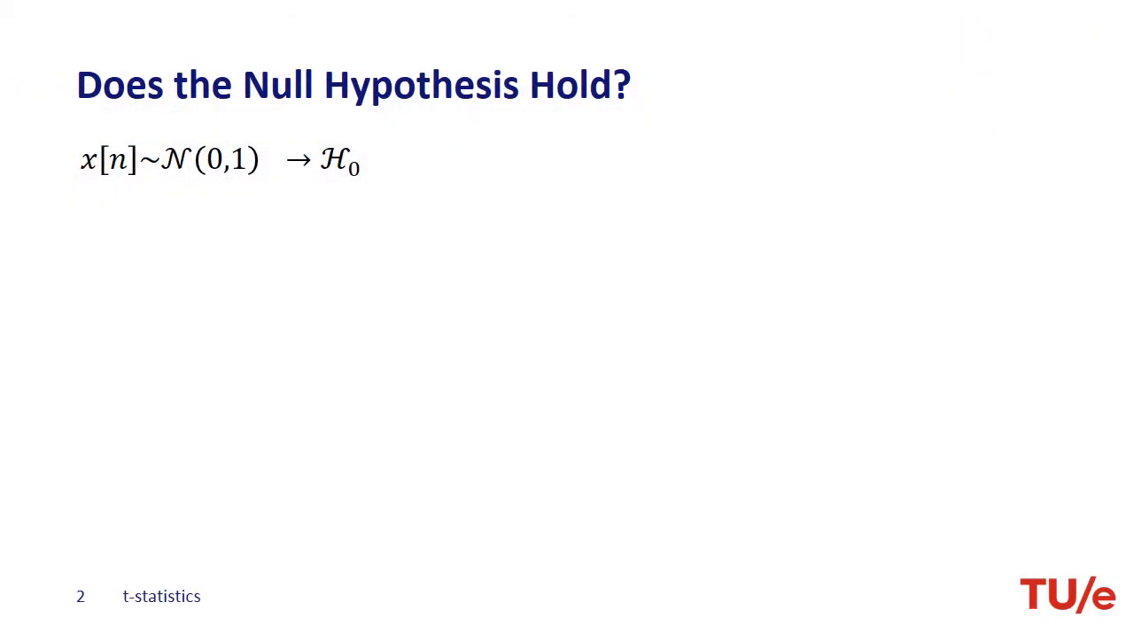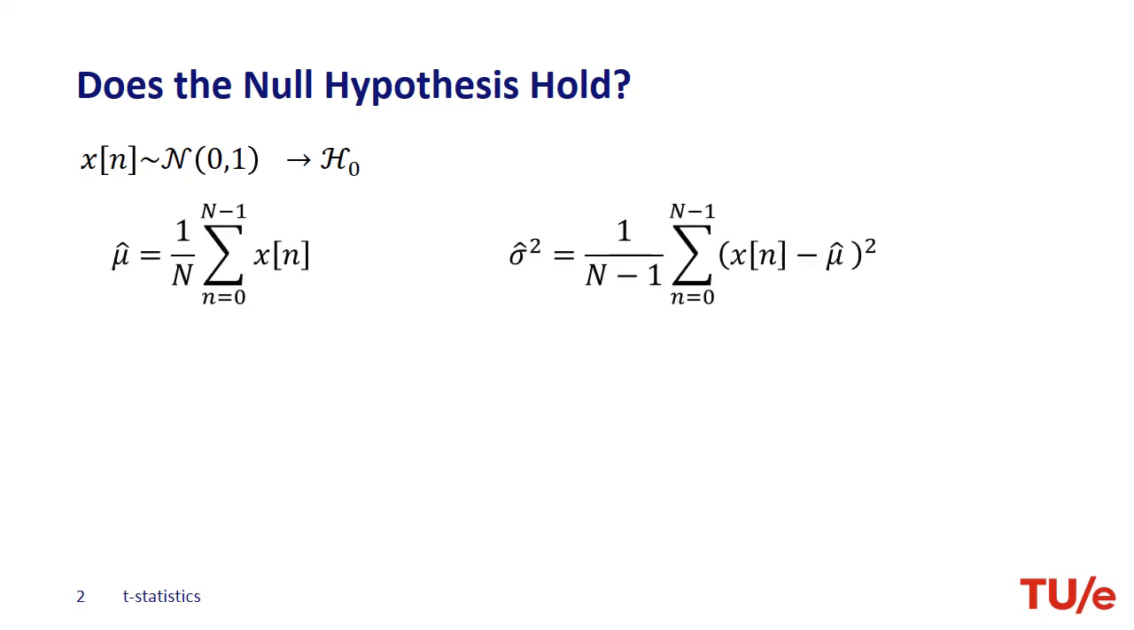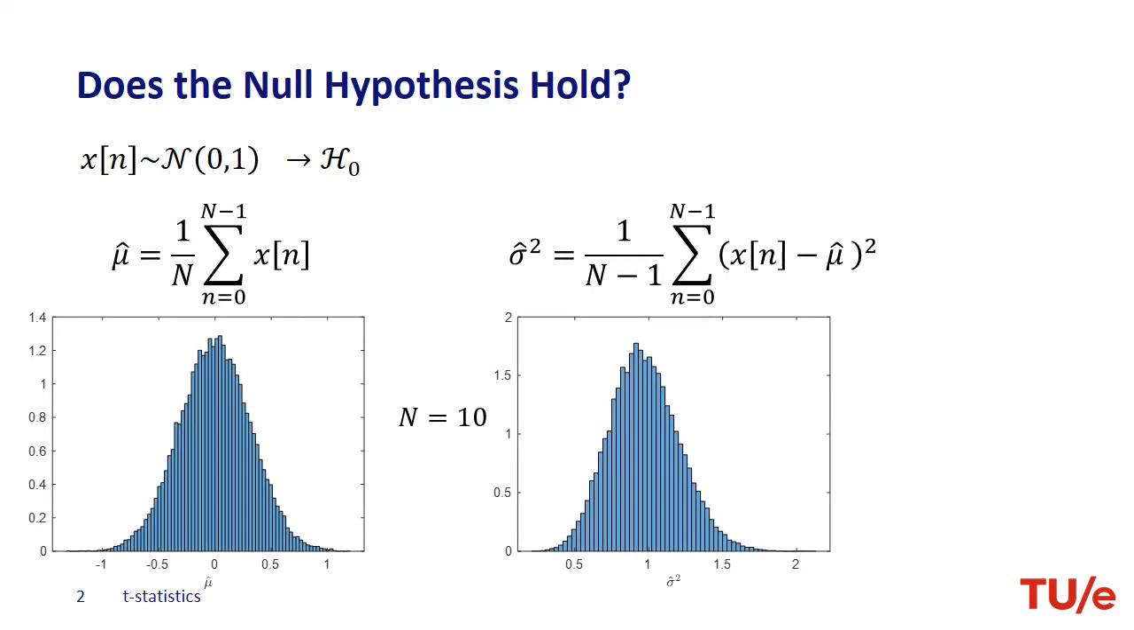Let's start by considering the estimates of the expected value and variance of the distribution of our data. The estimates for the mean and variance are calculated according to the formulas given on this slide. For a data vector of size 10, the histograms of the estimates are generated from 30,000 repetitions of this experiment. As you can see, the estimates are themselves random variables.